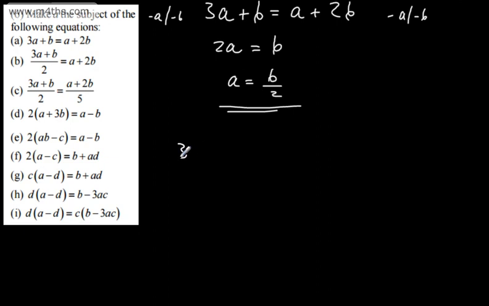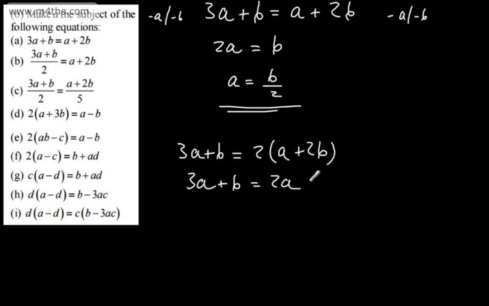So we'll have now 3a plus b is equal to 2 lots of a plus b, 2b, sorry. All we've got here differently is that this quantity is divided by 2. I'm going to expand the brackets. 3a plus b is equal to 2a plus 4b. I want a's on the left-hand side, so I'm going to subtract 2a from both sides, which leaves me 1a, and I'm going to subtract b from both sides, and that's going to leave me 3b. So a is equal to 3b.